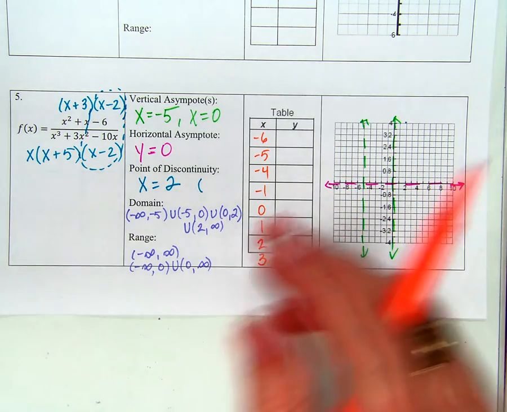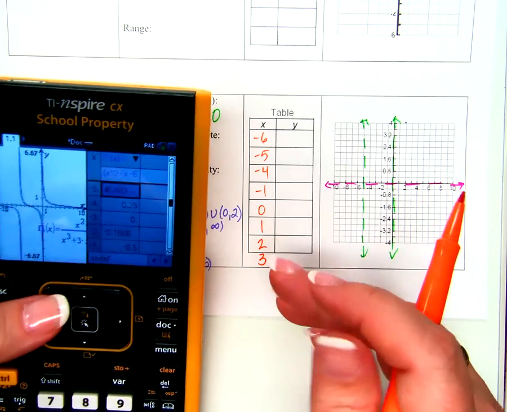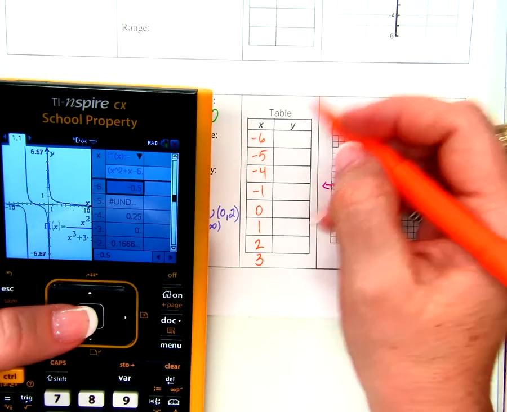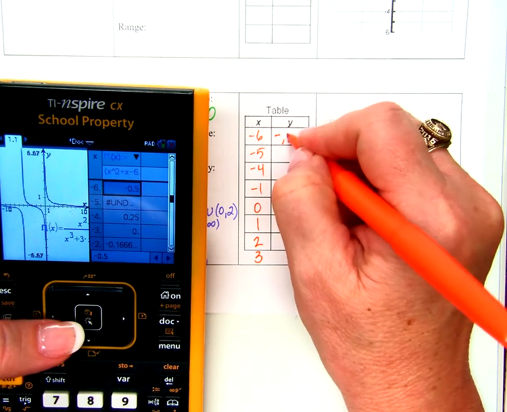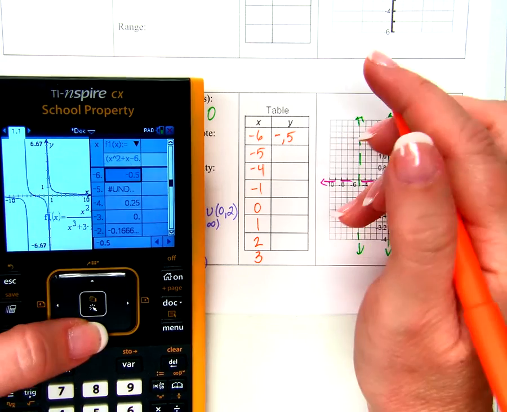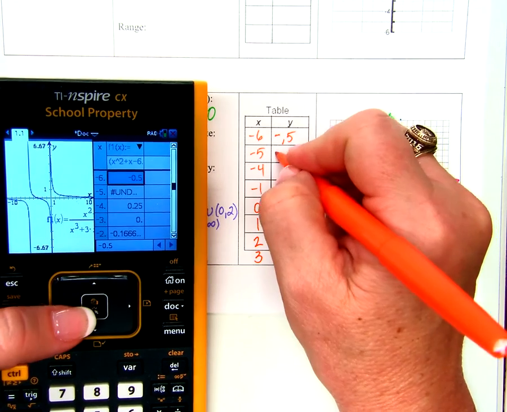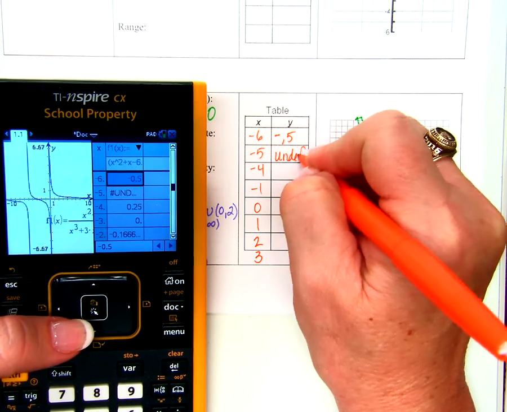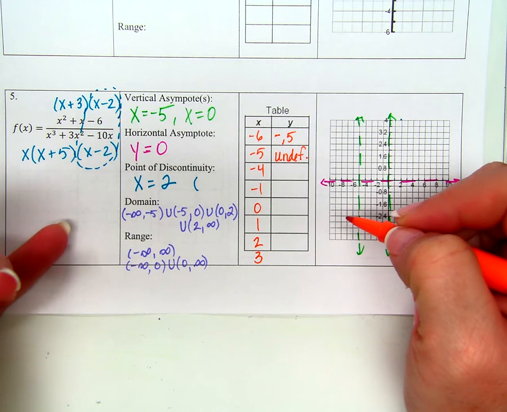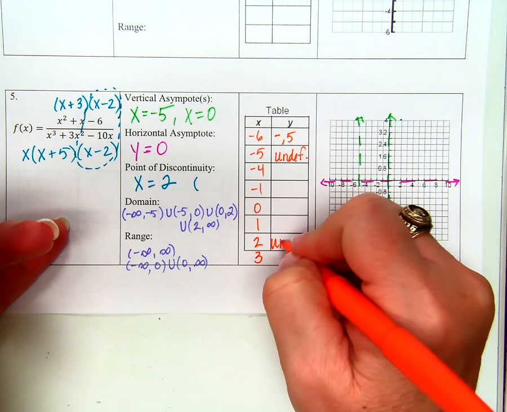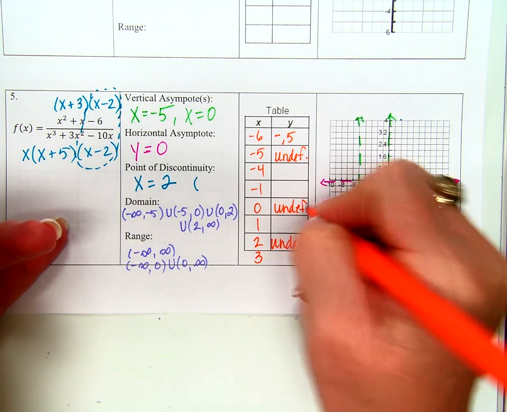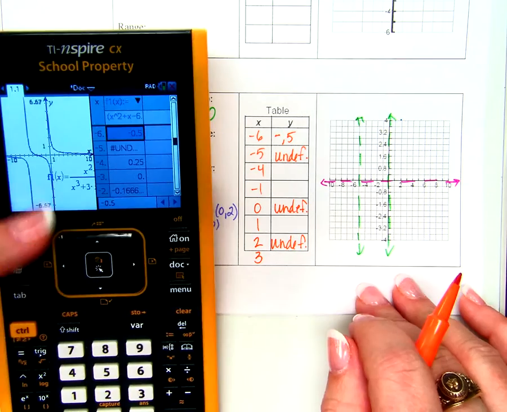Okay, so like I said, I have my table and graph pulled up, so I will go ahead and read these off for you if that's okay. -6 is -0.5. What's -5? It says undefined, right? Did you expect that? Good. Do you expect any other undefineds on this table? Where? 2 and 0? I'm going to go ahead and fill those in and we'll check them as we go, right? They should be undefined on the table.